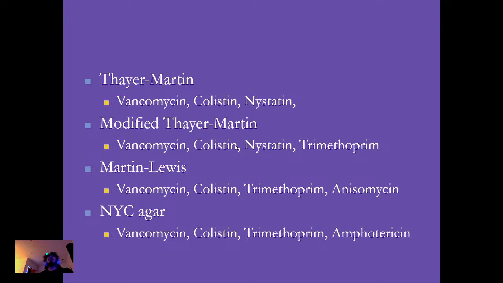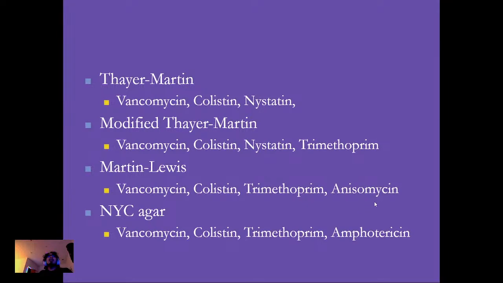Okay? So I want you guys to always put them together. Thayer-Martin and modified Thayer-Martin, they're all together. Martin Lewis and the other one, if you don't remember, they're together. What's common between them? Vancomycin, colistin, and nystatin. Why is it modified? Well, they added trimethoprim. Let's move on to the next two. Martin Lewis has the same vancomycin and colistin, and trimethoprim. But what makes them different from each other is that Martin Lewis has anisomycin. The NYC agar has amphotericin.